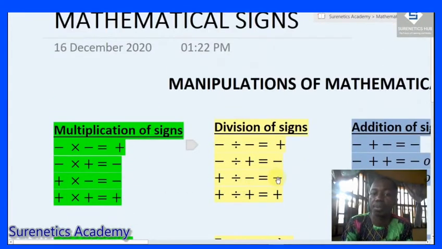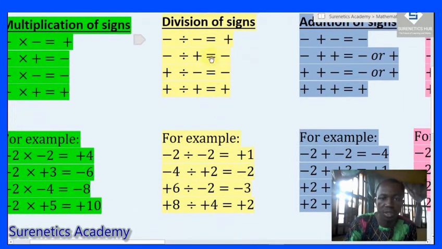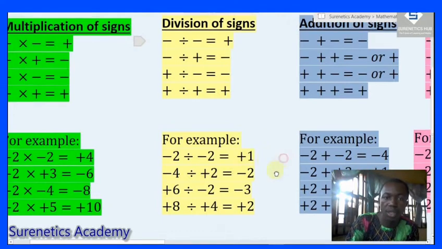The same principle applies to division. So just like you did for multiplication is what you do for division. As you can see, this is it and these are the examples that follow. You can pause and check it out.